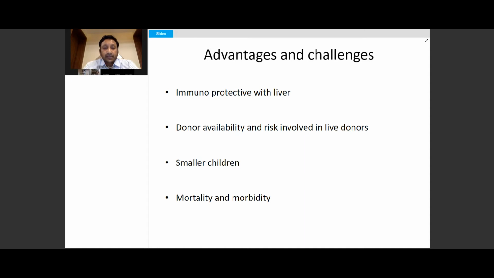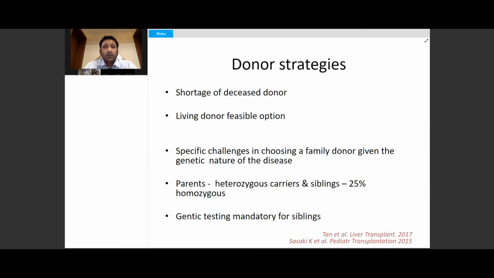The donor strategies which are used in our country are mostly living donor liver transplant or a kidney transplant program. And there is an abundant shortage of the deceased donor. So we completely rely on a living donor, which is a feasible option. And the specific challenge in choosing a family donor is the genetic heterogeneity of the problem. However, heterozygous parents, who are the carriers, can safely donate, and it has not been contraindicated so far. Among siblings, 25% express homozygosity, and it is considered a contraindication. Genetic testing is mandatory for siblings, if we don't have any other donors, before we subject them to a donation.